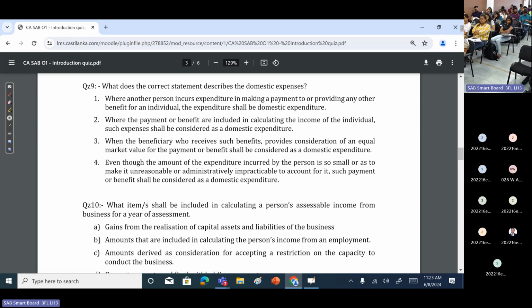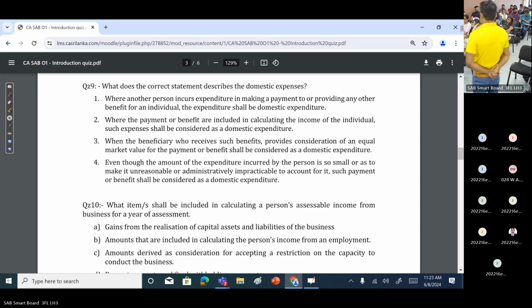So domestic expenditure: Section 10 says domestic expenditure cannot be deducted when you work out the total income from business. Domestic expenditure means expenditure made by the individual to maintain himself or another person.